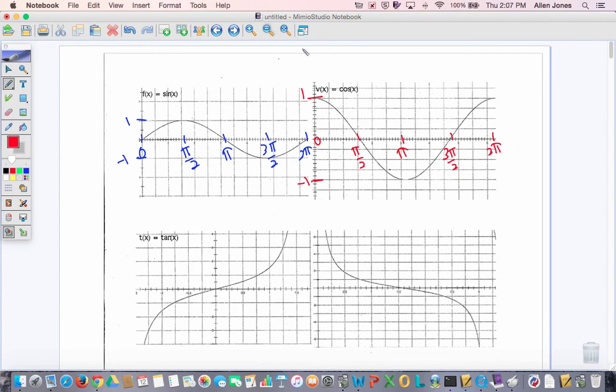For both of those, I'm going to write here at the top, the period length is also found by taking 2 pi and dividing it by b. So I'm going to try and fix that a little bit. Okay, so 2 pi divided by b.